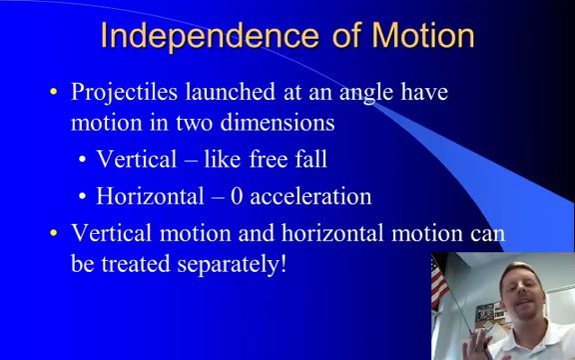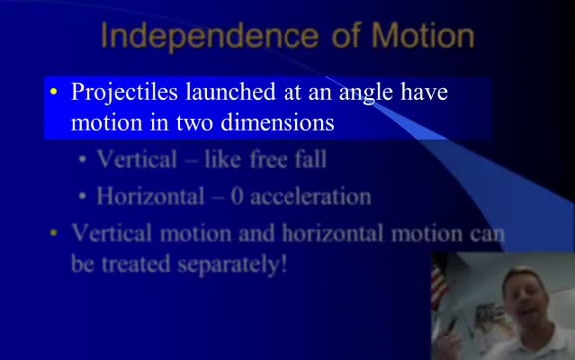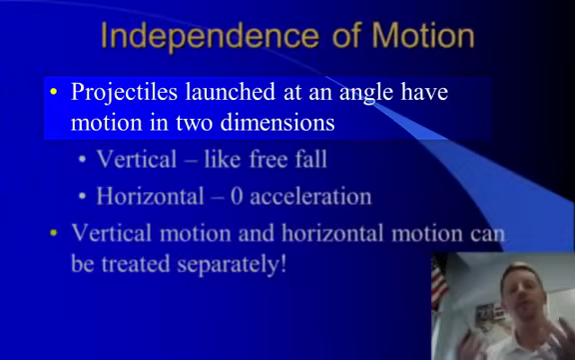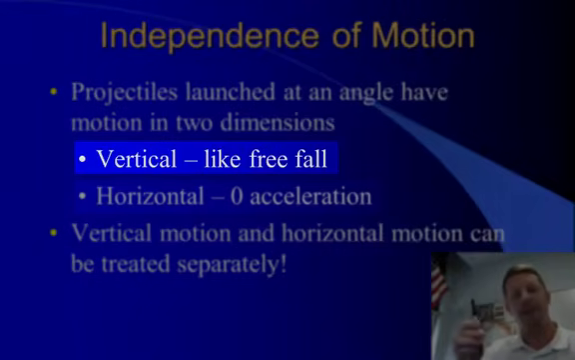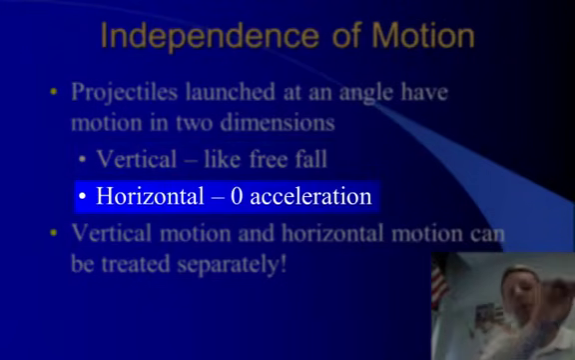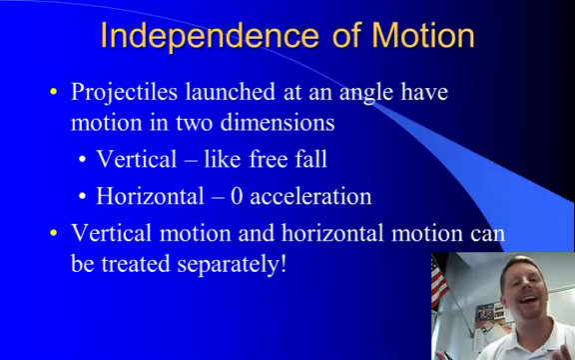So, the key to understanding projectile motion is this concept of the independence of horizontal and vertical motion. Projectiles launched at an angle, go up and down, really are just two types of very simple motion combined. There's the vertical motion, as the object moves vertically up and down. At the same time, it's moving horizontally. The vertical part of its motion is the same thing we were doing in free fall. The same math, the same equations all apply.